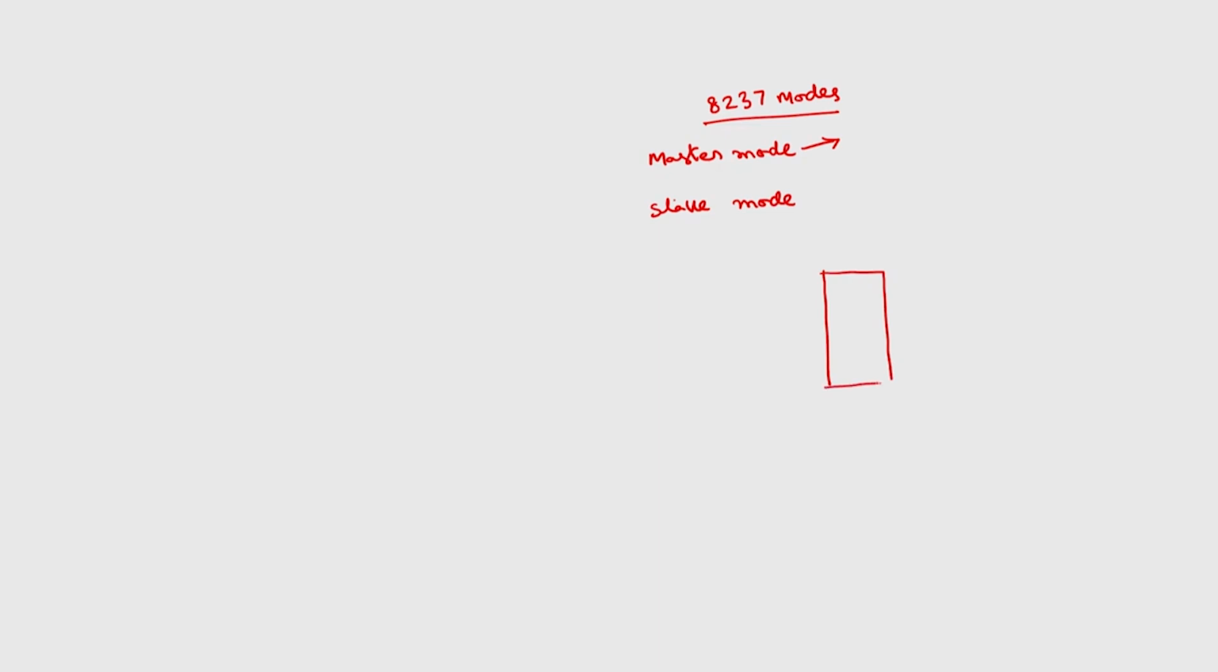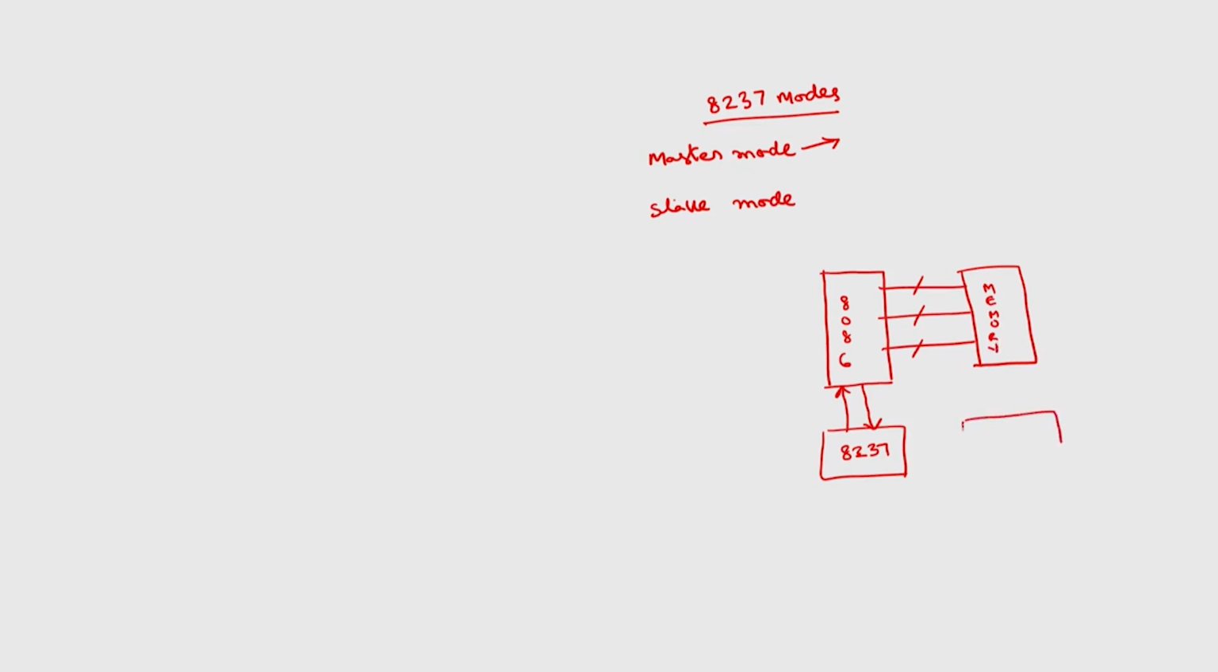So, in that case, simply this 8086 will be connected to memory, address bus, data bus, control bus. And this is DMA controller 8237. This will be DMA hold request, hold acknowledge, and here we will be having IO peripheral or IO, such as hard disk.